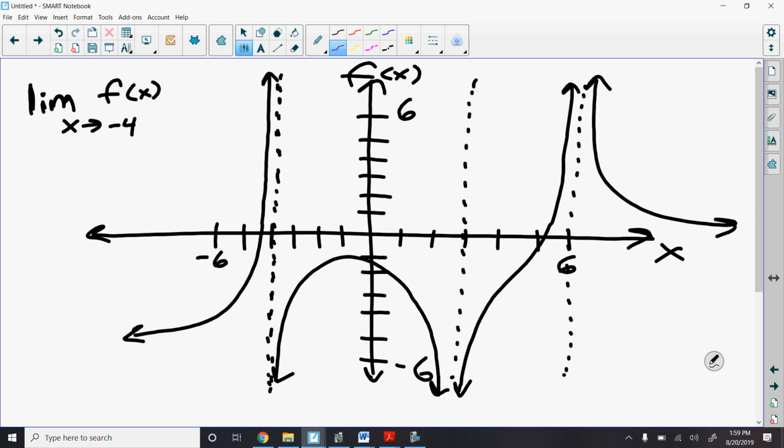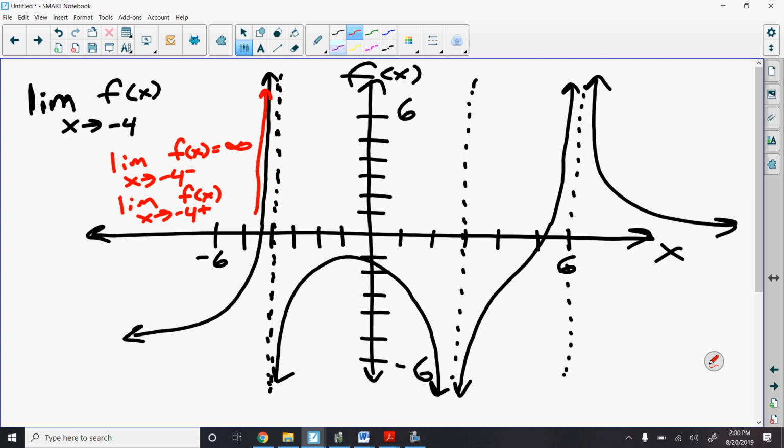Let's think about the left-hand limit first. As I approach -4 from the left, from the more negative side, what I see is this vertical asymptote, and my y value keeps getting higher and higher and higher. So my limit as x goes to -4 minus appears to be positive infinity. Okay, that's the left-hand limit. Let's take a look at the right-hand limit, the limit as x goes to -4 approaching from the right side.